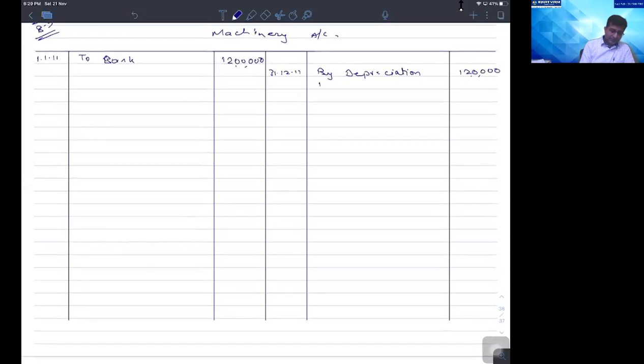By balance carried down, rupees 10,80,000. Correct or not? Where is it given? If it is mentioned in the question, accordingly you have to deal with that. Generally accounting is done as per the financial year only, but here the reference is with reference to the calendar year, and that's why we are following the calendar year.